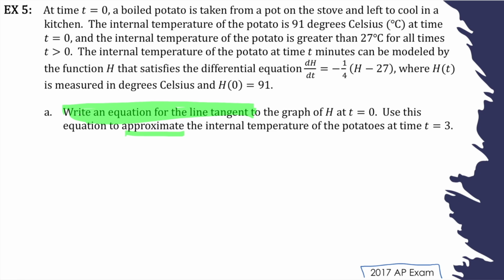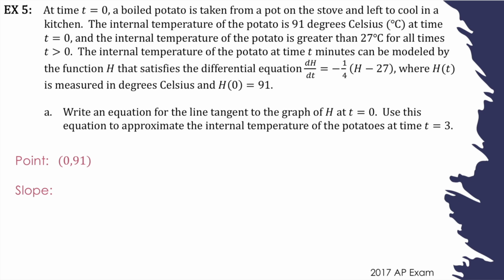All right, in order to do an equation of a tangent line, we need two things. We need a point and we need a slope. They've given us an initial point of (0, 91). Now we need a slope. And the slope of our tangent line is going to equal the slope at the same time of our graph. What do we do with that? Well, slope and derivative, it's the same thing.